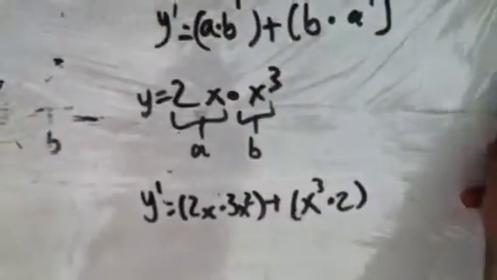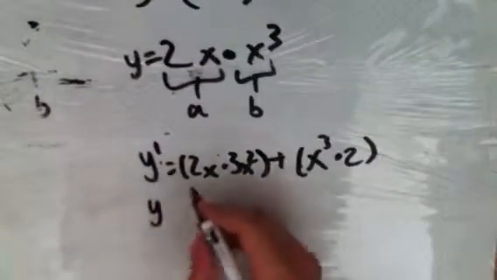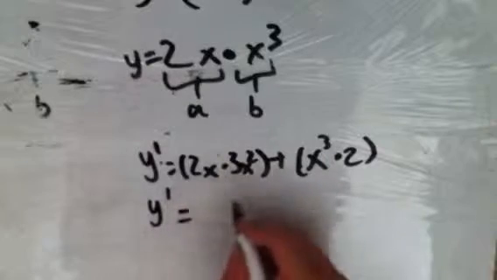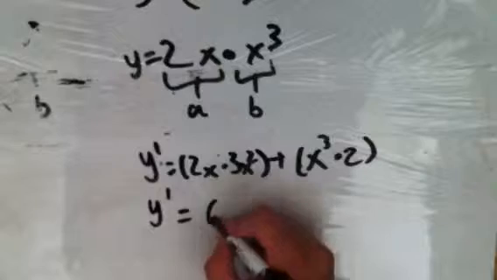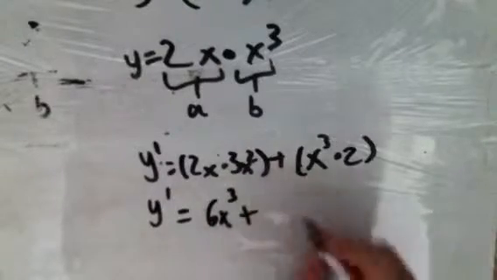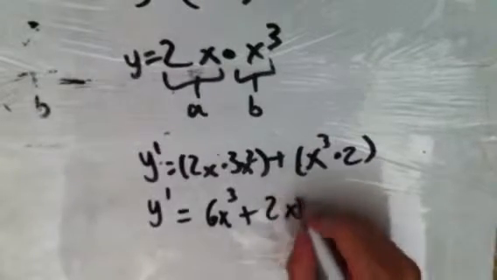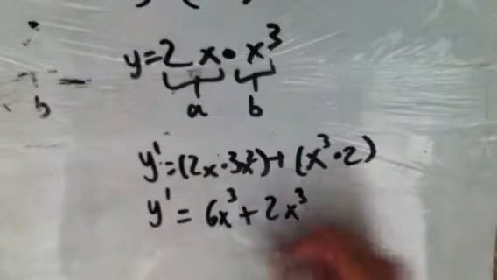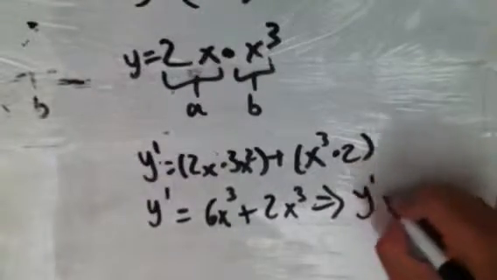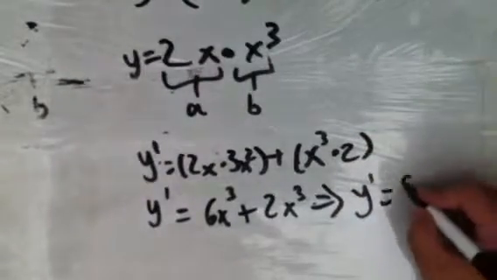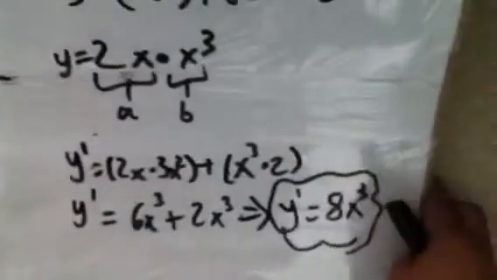So, simplifying it out, it would be y prime is equal to 2x times 3x squared would be 6x cubed plus x cubed times 2 is 2x cubed. So your final answer would be y prime is equal to 8x cubed.